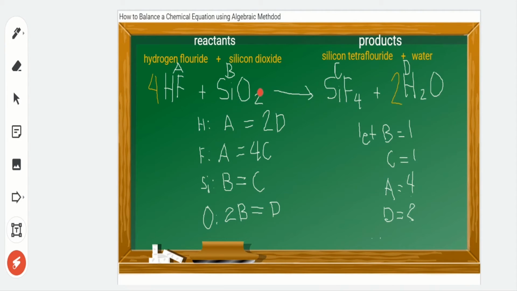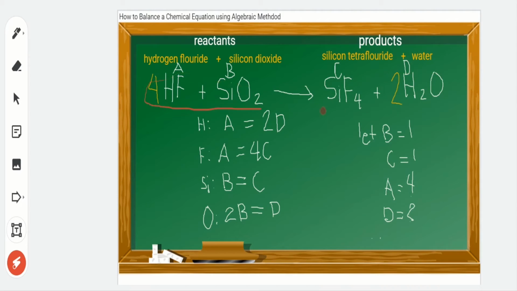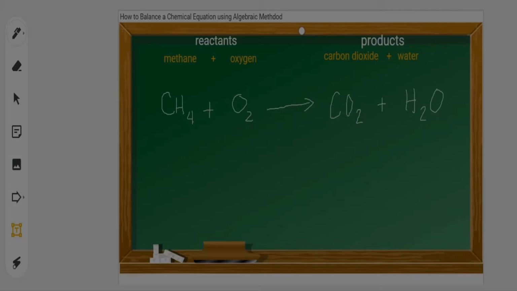For our oxygen, meron tayong 1 times 2 dito. Meron tayong dalawang oxygen dito sa reactant. And here, dito naman sa ating product, 2 times 1, we have 2 oxygen. So, now we have a balanced chemical equation. Now, what we can do, since tapos na natin naman nahanap, erase lang natin tong mga symbols na nilagay natin.